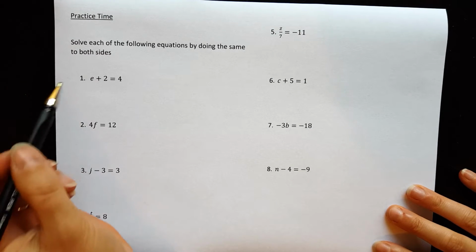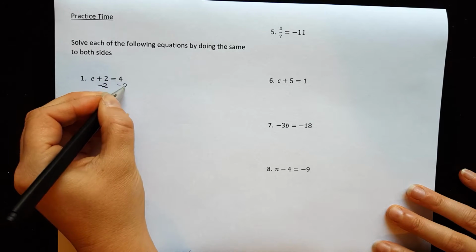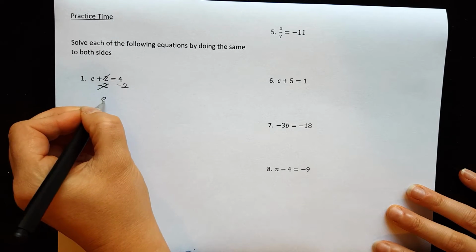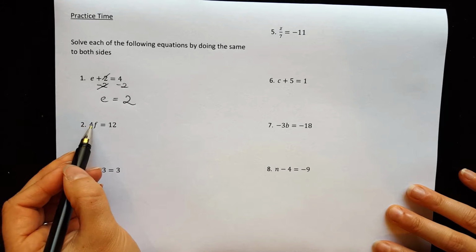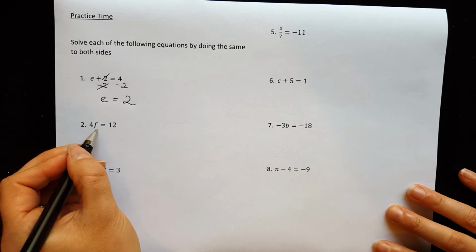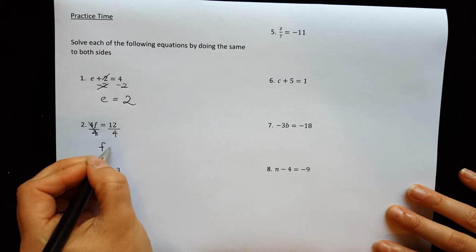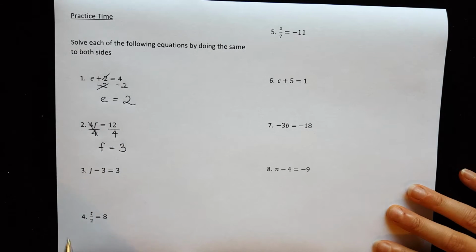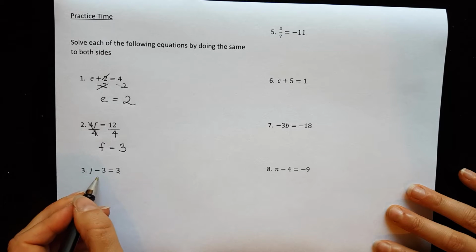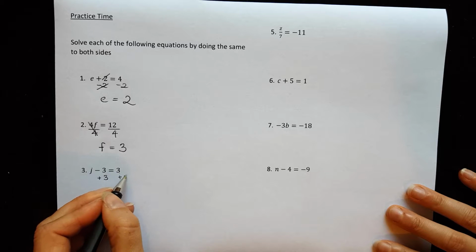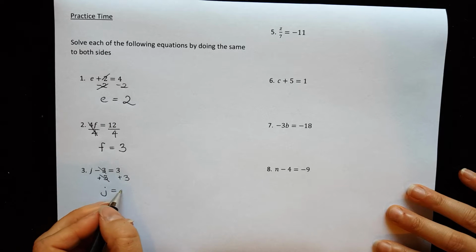So for question 1, doing the opposite of adding 2, we want to subtract 2 from both sides. Gets rid of that. So e is equal to 4 minus 2, which is 2. Question 2, 4f is equal to 12. That's multiplied, so we want to divide by 4 on both sides. f is equal to 3. Question 3, j minus 3 is equal to 3. We want to do the opposite of minusing 3, which is to plus 3, which cancels those out. So j is equal to 3 plus 3, which is 6.